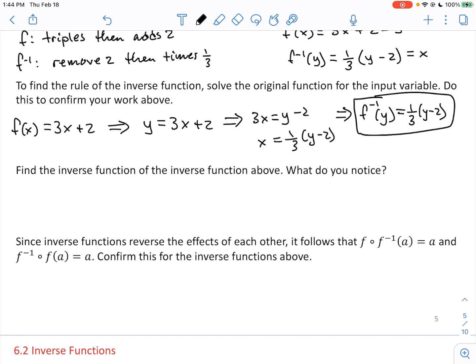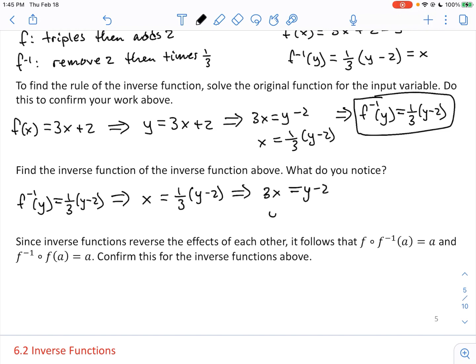Find the inverse function of the inverse function above. What do you notice? If I start with what I just boxed, the first thing I would do is change the f inverse function to another variable. Let's go back to x. I don't want to use y though, because y is the input variable, so don't use y again. Then I'm going to solve this for y. So triple both sides. You get 3x equals y minus 2, and then add 2. And we get right back to where we started. This is just showing that the inverse of an inverse goes right back to the original. So we really should say that the two functions are inverses of each other. F and f inverse are inverses of each other.